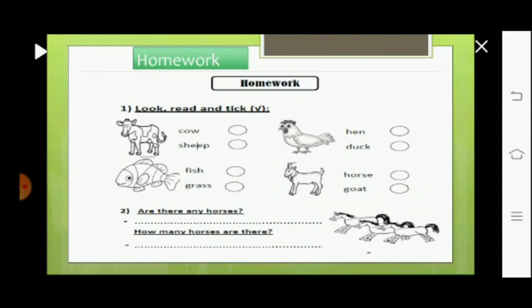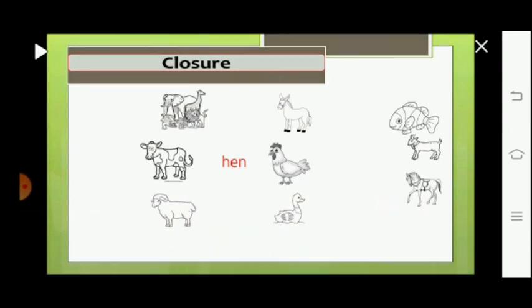Homework. Please don't forget to do your homework in your worksheets. Number 1. Look, read, and tick. Look at a picture and tick. 2. Are there any horses? How many horses are there? Closure will summarize what we have learned in this lesson.